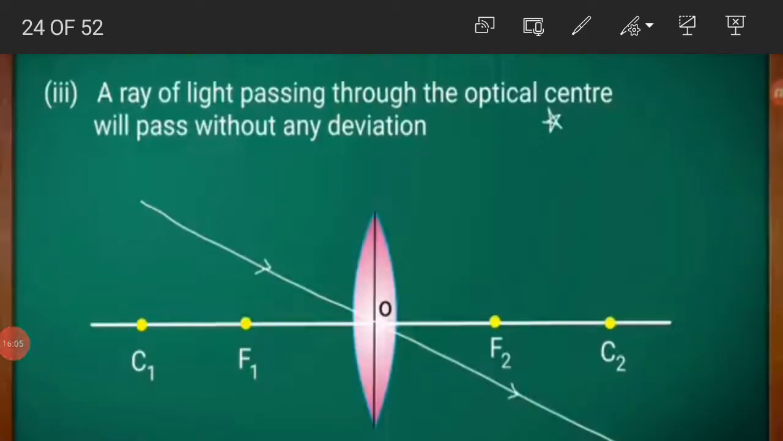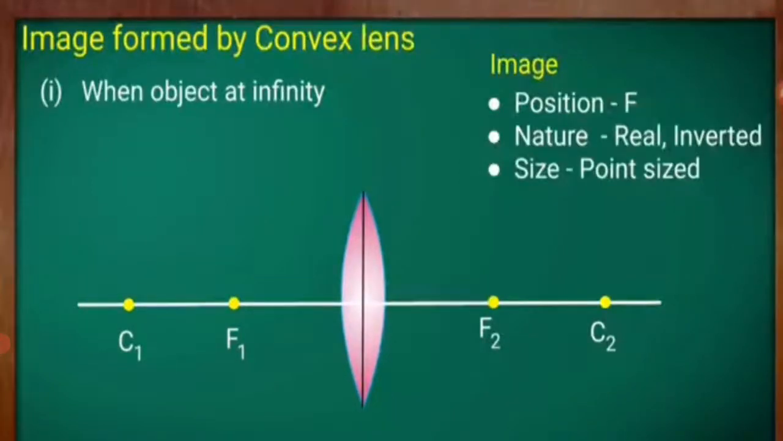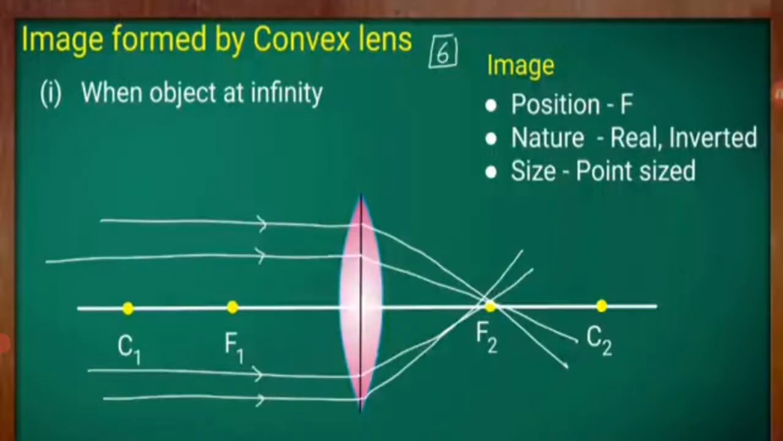So a light ray passes through the optic center, then in the same direction the refraction also takes place. Now let us know about the image formation by convex lenses. The first case is when the object is at infinity. Wherever the object is kept at infinity and the light rays are coming from that infinite point, the light rays will converge at a point, say the image is formed at F2.